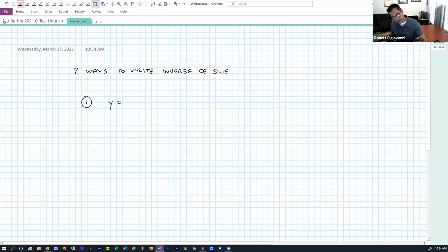The first way is what I've been showing you: y equals sine inverse of x. And then the second way is to write y equals arc sine of x. These are just two different notations. If you write sine with a little -1, you're talking about the inverse of the sine function. If you write arc sine, that also means the inverse of sine.